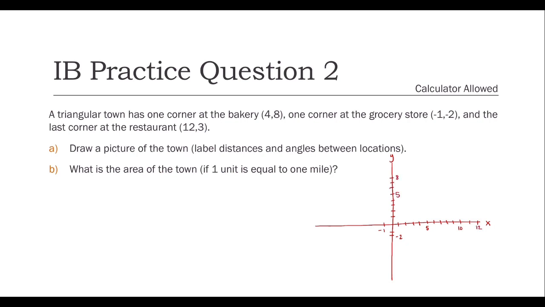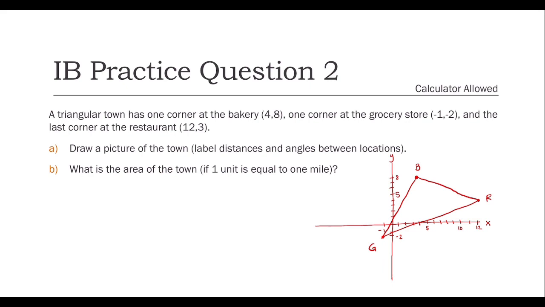So we have the bakery at (4, 8). This here is our bakery. We have our grocery store at (-1, -2). So that's the grocery store. And the last corner is at the restaurant at (12, 3). So here's our restaurant. So our town is shaped like this triangle right here. So we need to find the distances and angles between the locations.